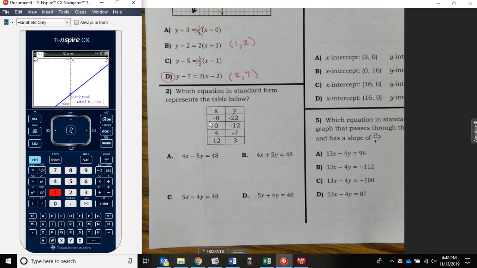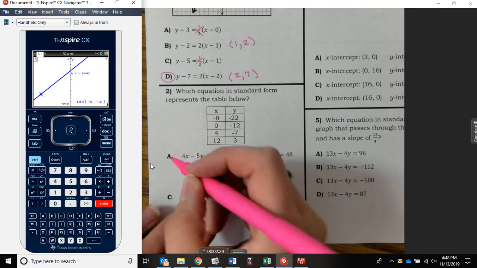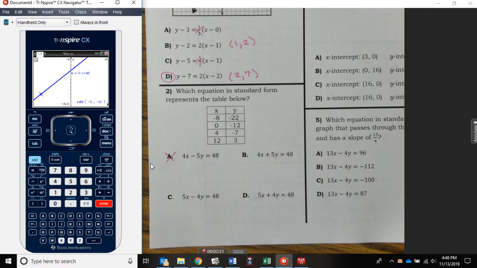And what we're trying to do is we're trying to find these points. So I'm going to type in -8 and press enter. And -8 goes to -16. So this means this is not my answer. So A is out. Okay, I'm going to move down to C.